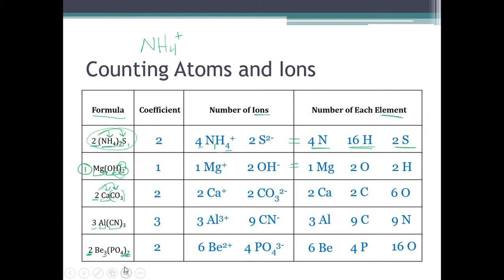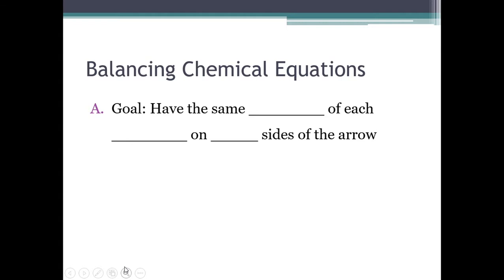All right, hopefully you are now feeling comfortable with the skill of counting ions and counting elements, because we're going to go ahead and apply that to the new skill of balancing chemical equations. The goal in balancing chemical equations is to make sure that we have the same number of each element on both sides of the arrow. You should have the same number of atoms in your reactants as you have in your products. That is the law of conservation of mass, and we have to obey the law.